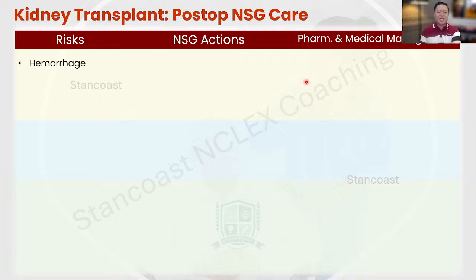Now, another complication or a possible risk that can occur in a patient with a kidney transplant would be hemorrhage. This is very common as well. The kidney is a highly vascular organ, and during the procedure there is a break in the continuity of the tissues, and so hemorrhage is something that you should anticipate. So what are we doing here? We are going to check the surgical dressing for any signs of bleeding, all right?